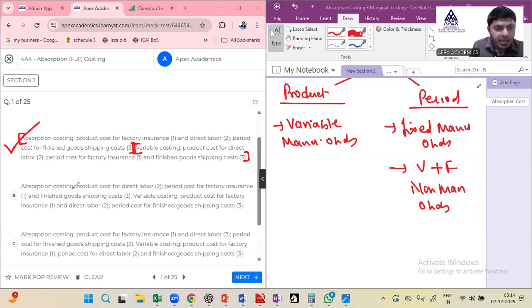Look at option number B. Absorption costing, they are saying product cost is direct labor, which is correct. But under absorption costing, factory insurance cannot be a period cost.